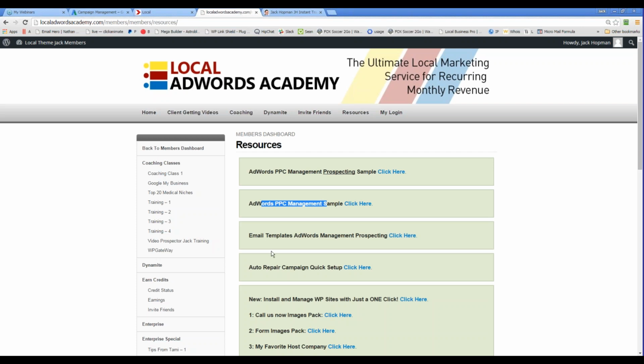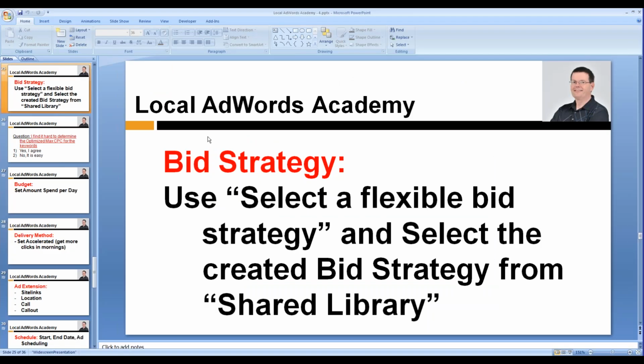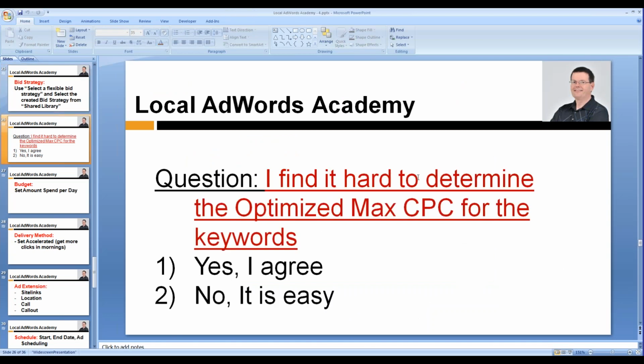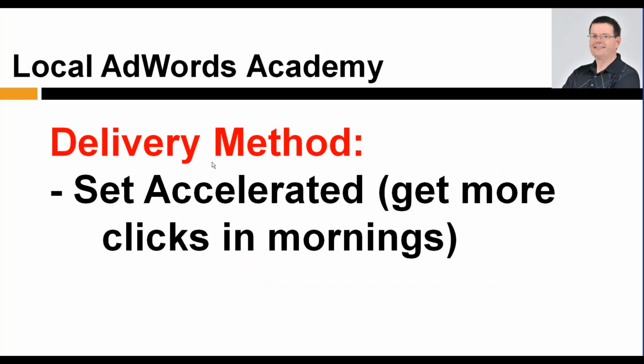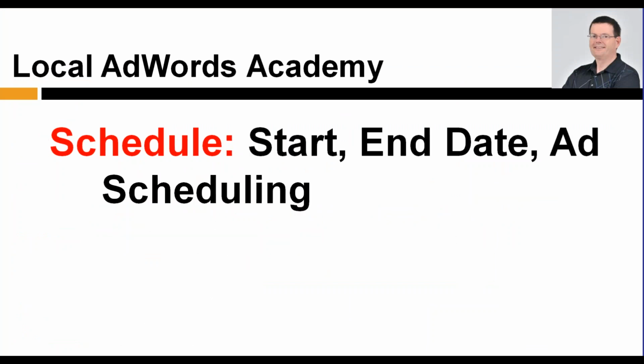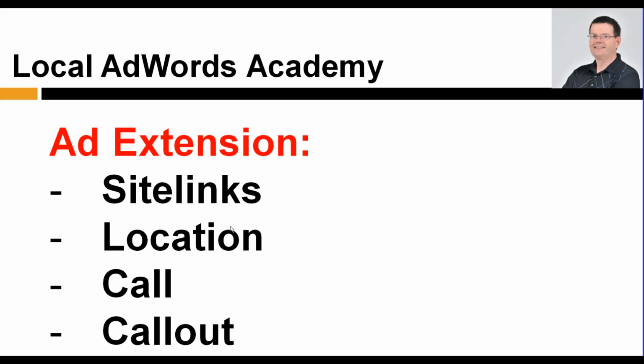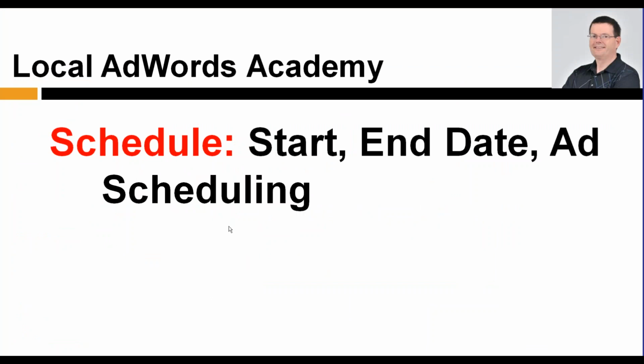Okay, let me go back to the presentation before I forget. Everybody see the PowerPoint? So we did the questionnaire. Budget: set the amount spent per day. Delivery method: set accelerated. Ad extension is very important. Schedule: put in the timing that the business owner can receive calls.